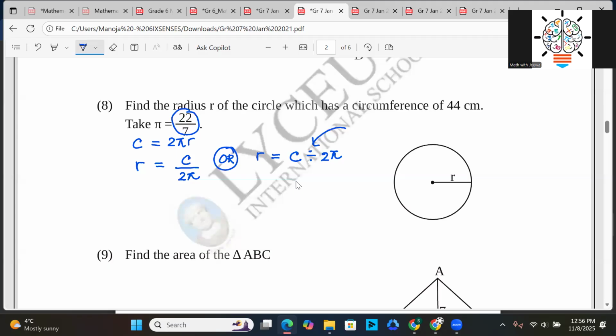First, you look at the π value they have given. If they have given a fractional value like this, then it is better to write it like this. Why? For C, we write 44 divided by 2 multiplied by 22/7. Then I can write it as 44 divided by 44/7. Then I can convert this division into multiplication. Then the second fraction will be made reciprocal. So then 7/44, and you can cancel this, and your r value will be 7 centimeters. Right? That is how you get the circumference value 44 centimeters.